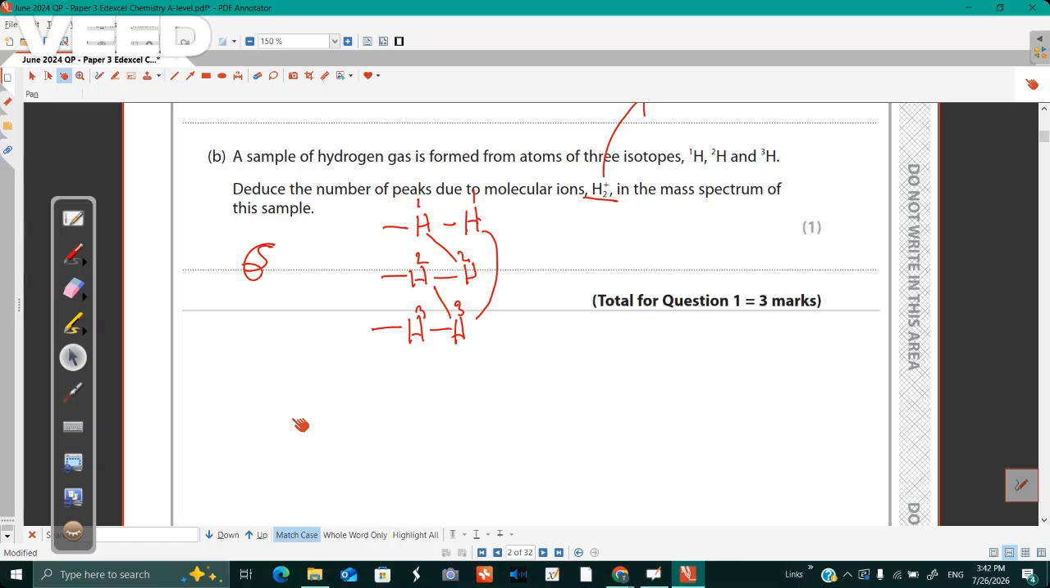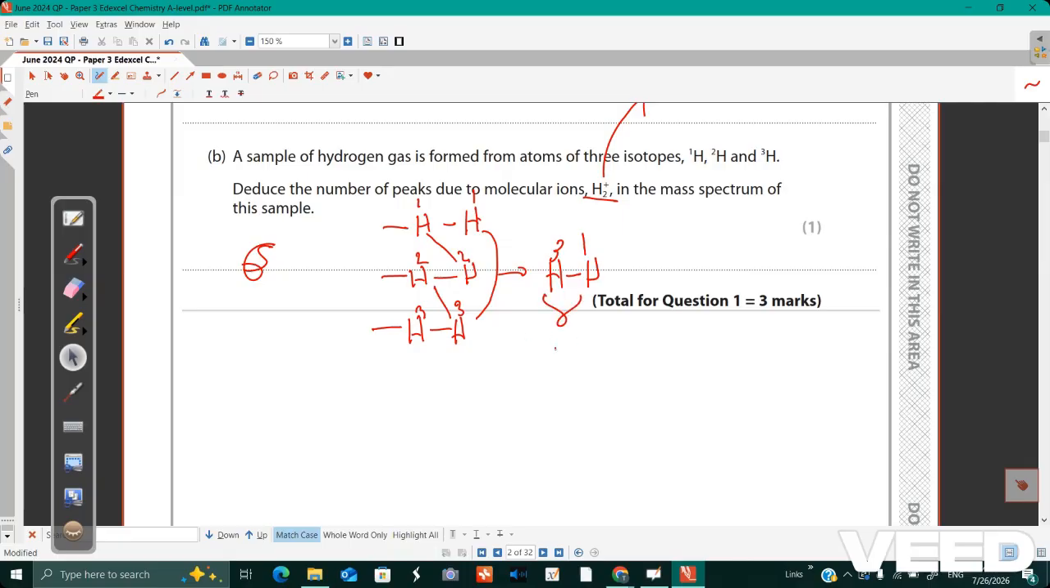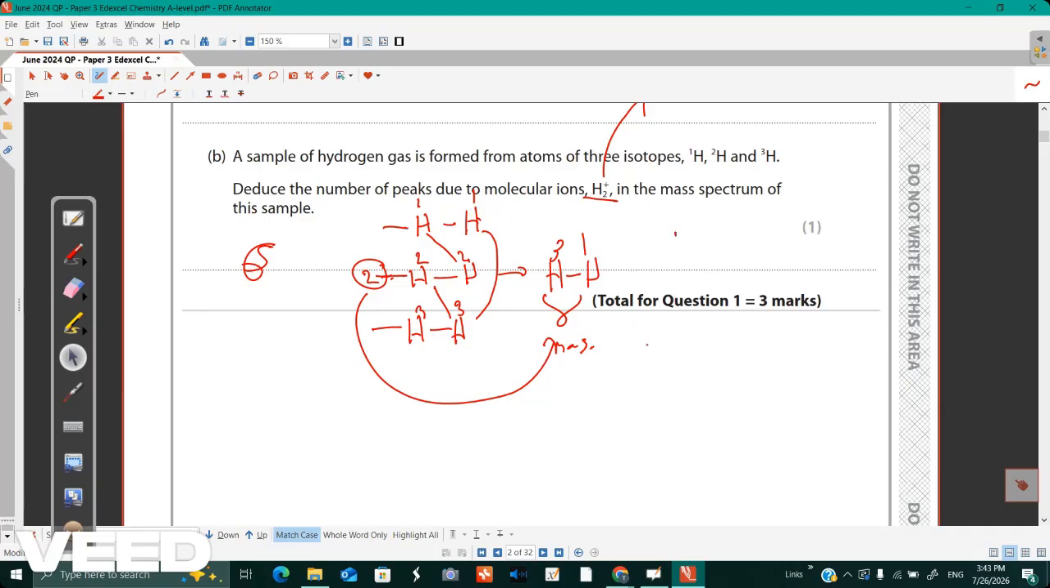Why not six? The reason is, it's a very good question, right? When you talk about the masses, this one also has the same mass. Can you see? Three and one. They are going to have the same mass as what? The second isotope, right? So this combination and this combination are going to have the same mass. So that is the reason why you are getting only five peaks. Is it understood? Right?